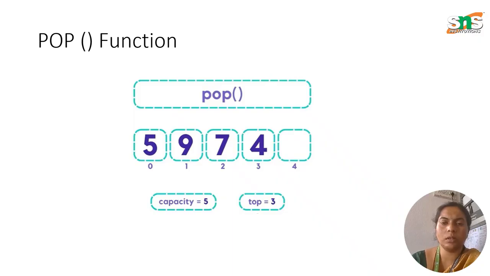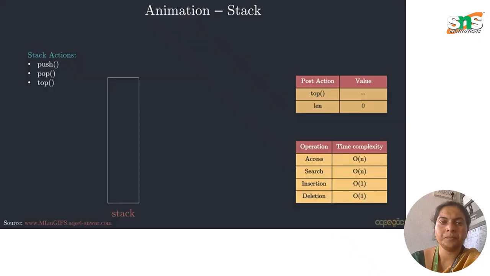Pop is performed based on the capacity. In the pop operation, the last element, entered at index 4, will be popped out first, then 4 will be popped out from index 3, then 7 from index 2, and so on. This is how a pop function is performed.